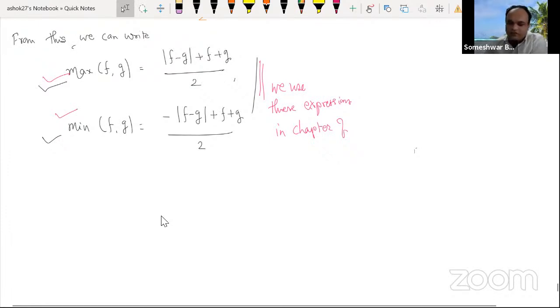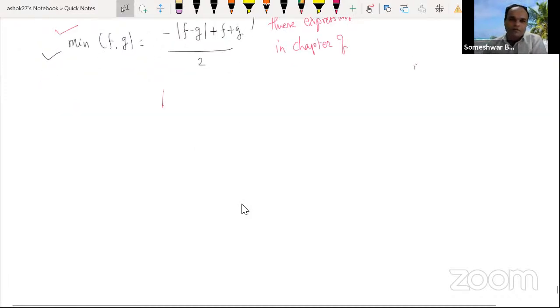So let us start the next lecture, that is lecture 6. Today first we will define the characteristic function, and then we will see certain properties of this function. It is a well-known function which is helpful in many situations in real analysis.